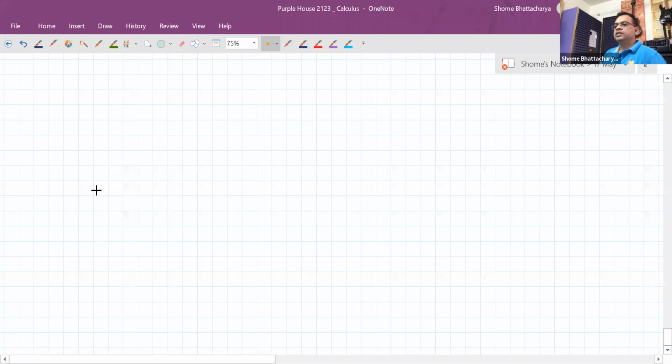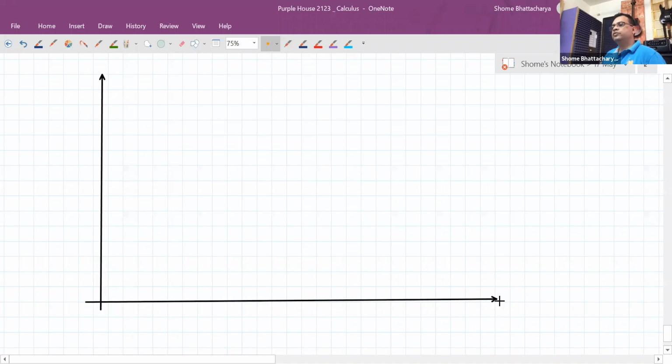So if we just go with the meaning of instantaneous speed, that it is distance traveled divided by time for a very, very short interval of time, what would we come up with in terms of the graph meaning? Let's understand that.